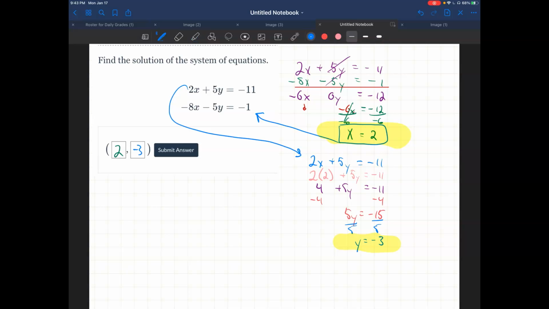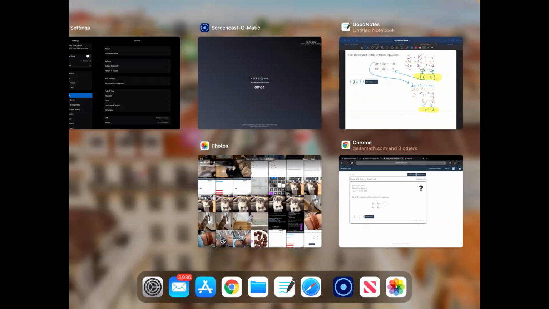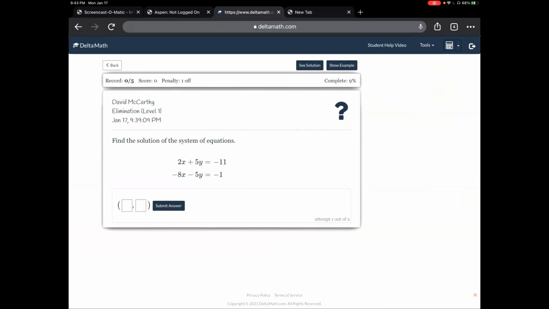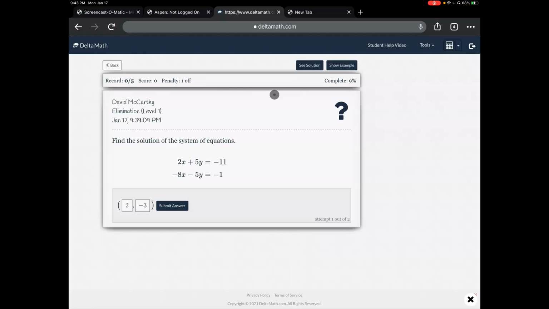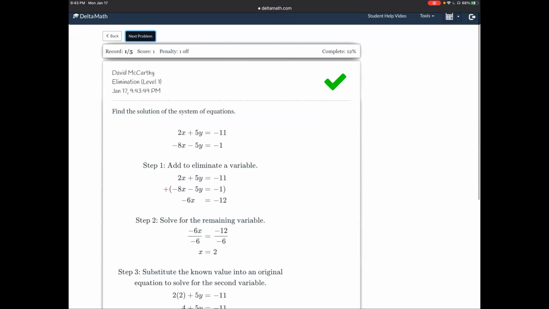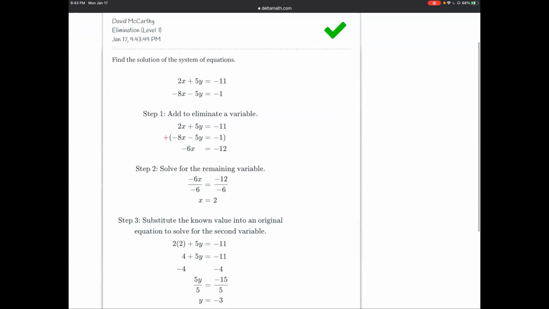So if I go back to my problem here on Delta Math, I have 2 and negative 3. Submit. Yes. Beautiful. There it is. All right. And then this walks you through it as well.